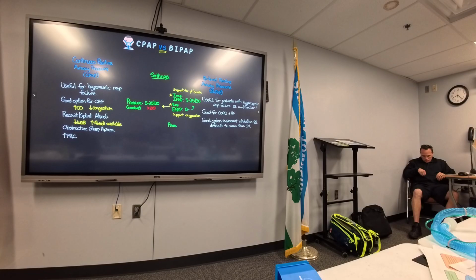Now, ultimately, the difference between these two pressures, our IPAP and our EPAP, is what's going to give us what we call our pressure support. And this pressure support is what's going to help to determine what our patient's tidal volume is. The bigger the difference that we have, the bigger the tidal volume that our patients are going to receive. And the more tidal volume that we get means we're going to have more ventilation and thus CO2 clearance.